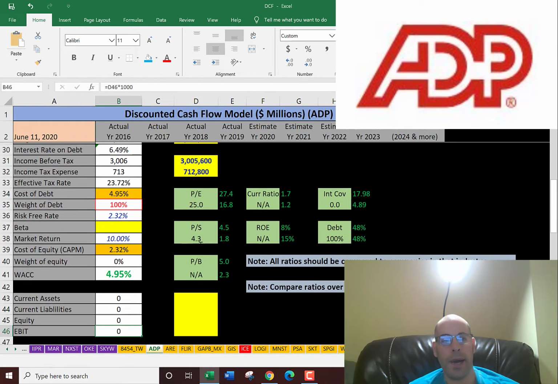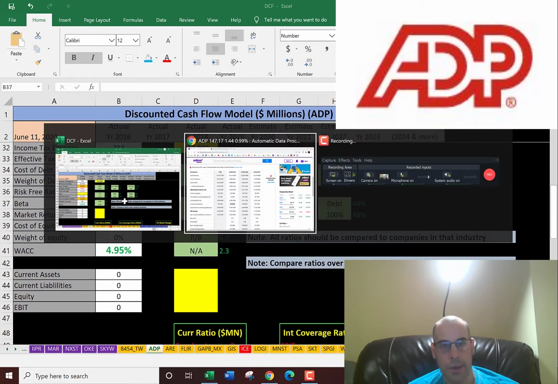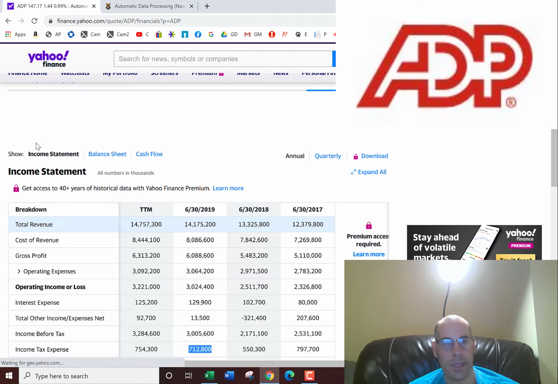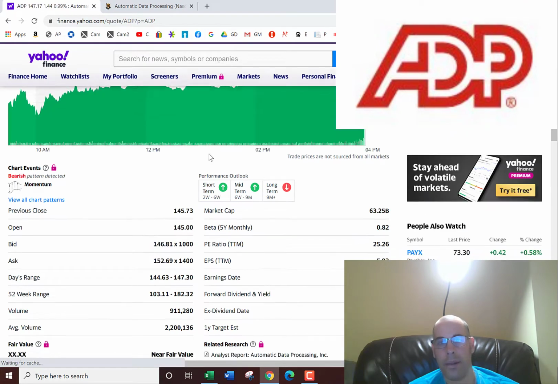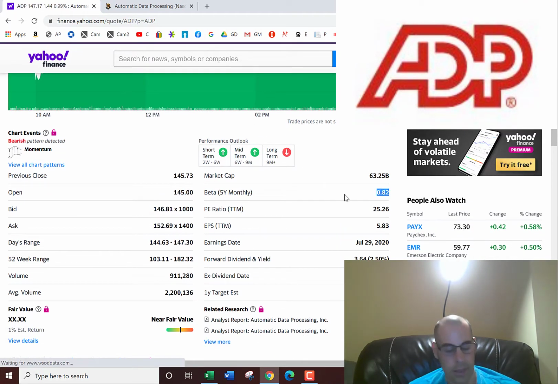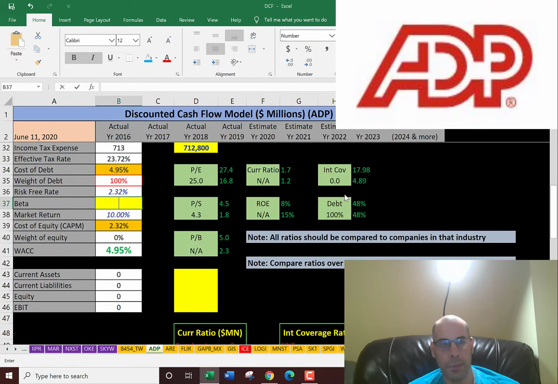Now to get the cost of equity, we just need the beta. That's how volatile the stock is relative to the market. And they have a low beta, 0.82. So the stock moves less than the market does.